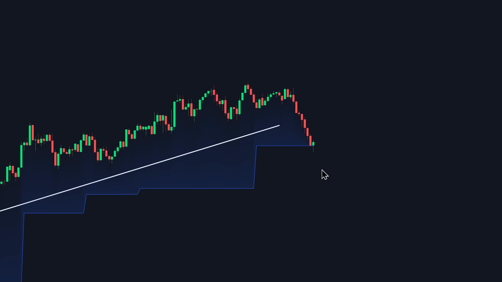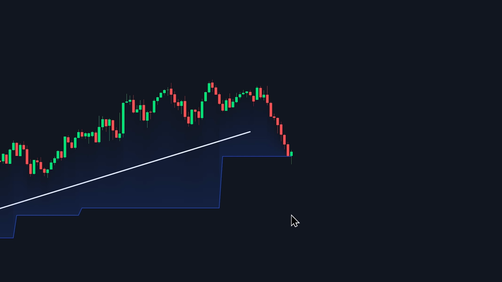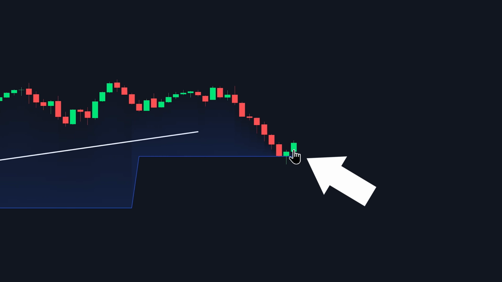Fourth, once price touches the line or gets close to it, you wait for a clear bounce. The simplest confirmation is a bullish engulfing candle, or at least a strong bullish candle that rejects the line and closes back up. That's your entry trigger.